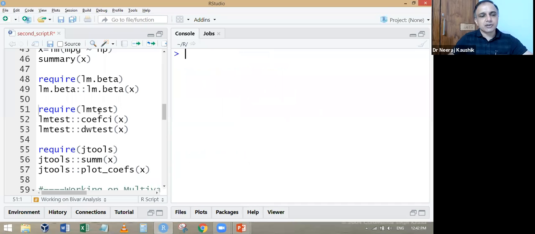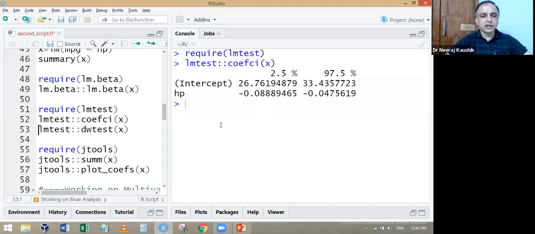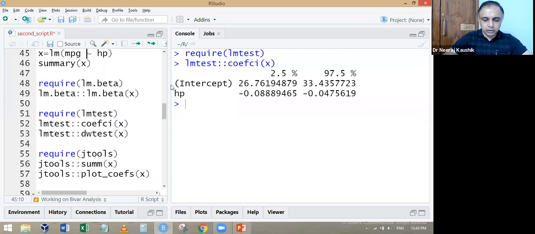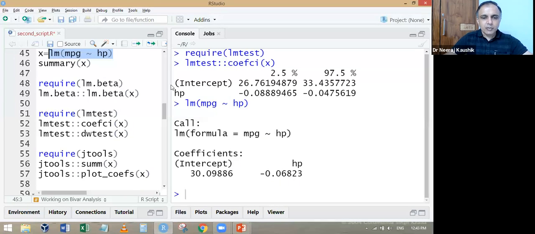Where are those limits? For limits, there is another package, lmtest. It's coef, confidence intervals. Sorry, confint, confidence intervals. So this value, what was the value? These are those values. Let me check this once again. lm of this. What was the intercept value? My intercept value was 30.09.